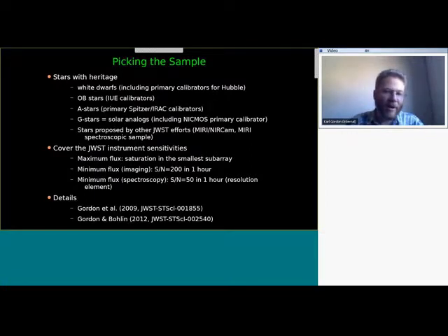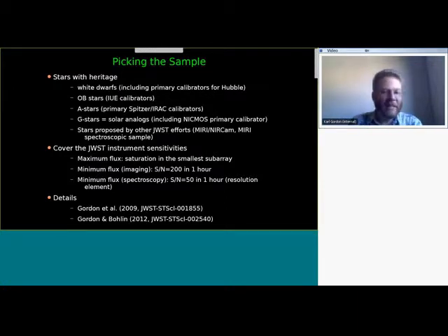And G stars, these are solar analogs, so we scan them. We also wanted to include the NICMOS primary calibrator. This is a JWST source. And any stars that were proposed by other JWST efforts. There have been smaller efforts as part of particular instrument teams.